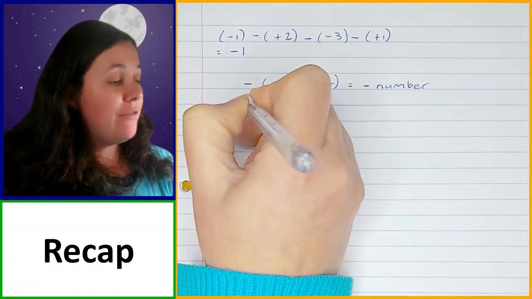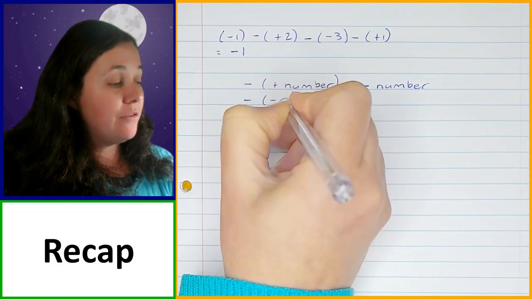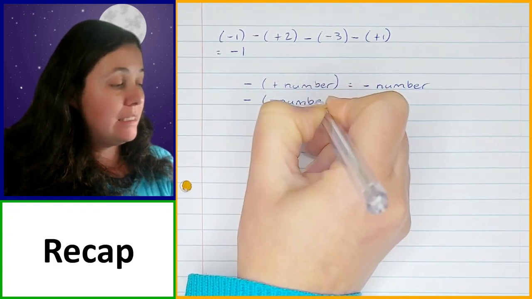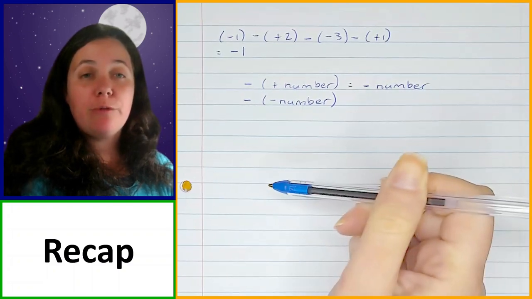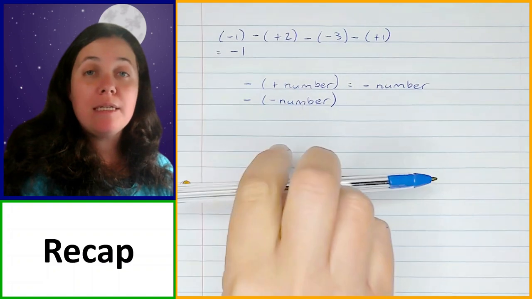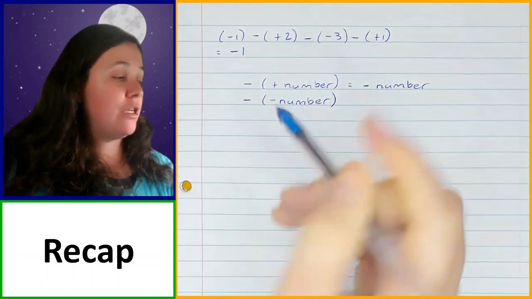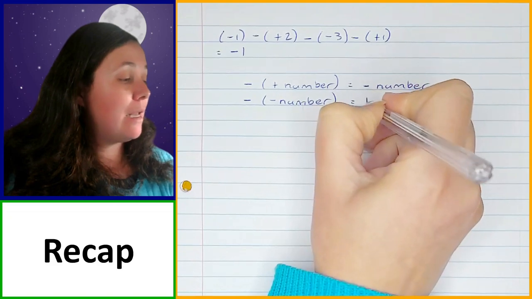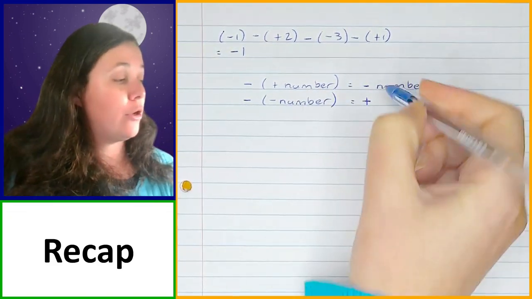Okay, now if I have a minus, so she's facing the negative direction, but I have a negative number inside my bracket, so my integer is a negative number, then because she's facing the negative direction, but she takes that number of steps backwards, what ends up happening is she ends up moving in the positive direction. So over here, I have a plus. She moves in the positive direction for that number of steps.